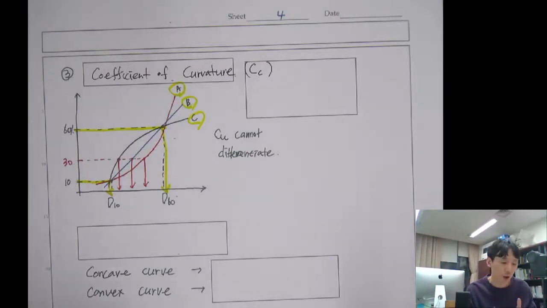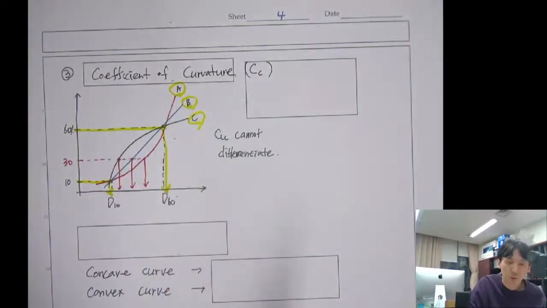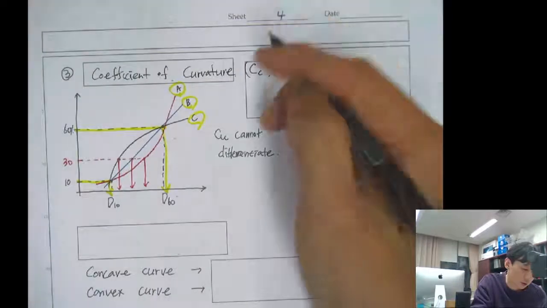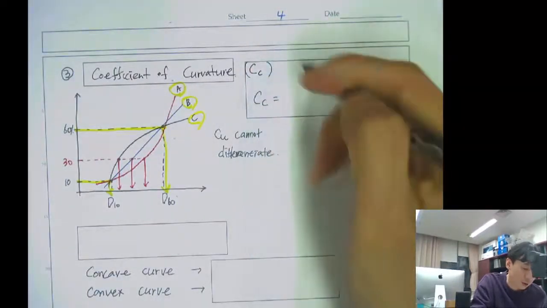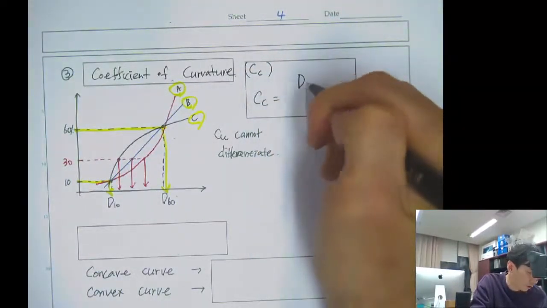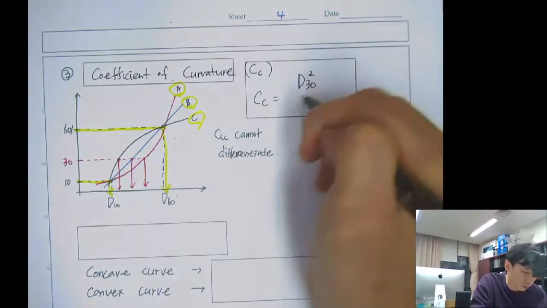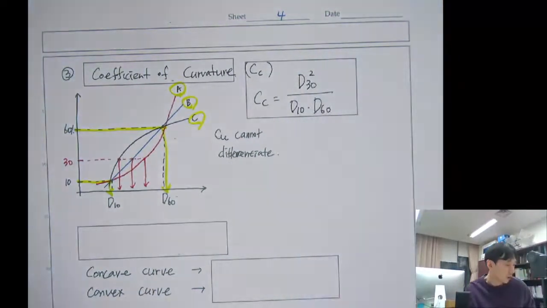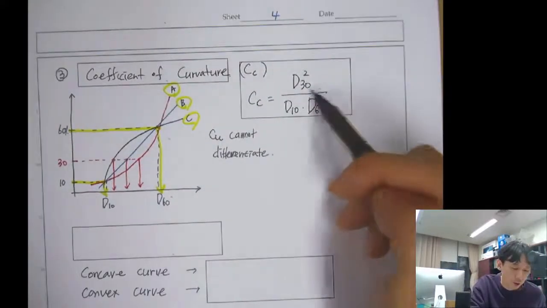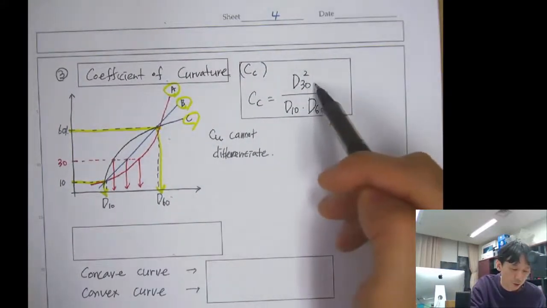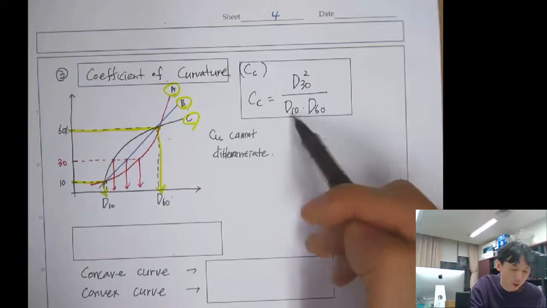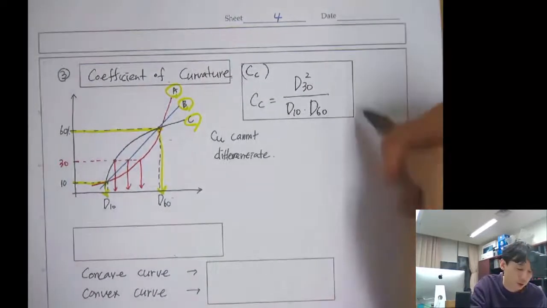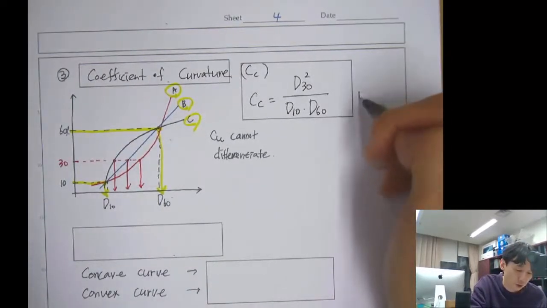So to complement that, people have suggested this coefficient, the coefficient of curvature, and this is defined as D30 squared over D10 times D60. Again, diameter squared, the length squared, is divided by length times length, so it has no unit.